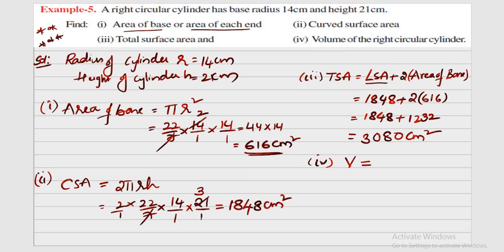The volume formula is pi r square h. Already we have found the pi r square value. What is that? 616 into height, which is 21. So 616 into 21 is nothing but 12936 centimeter cube. Since we have found volume, the volume units are centimeter cube, and all the remaining are centimeter squares. Right.